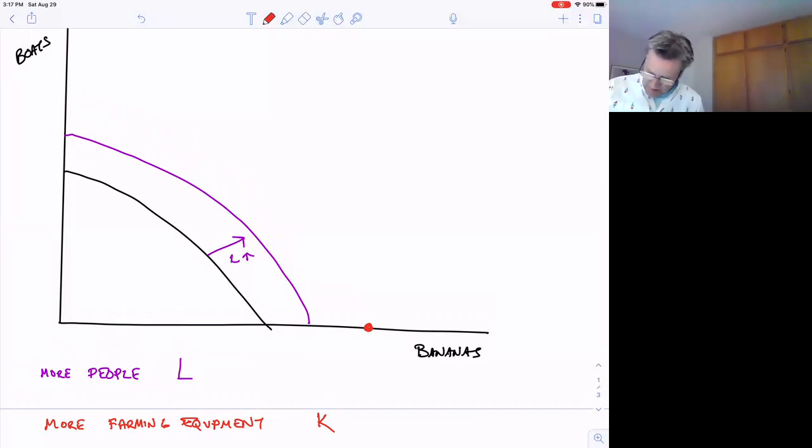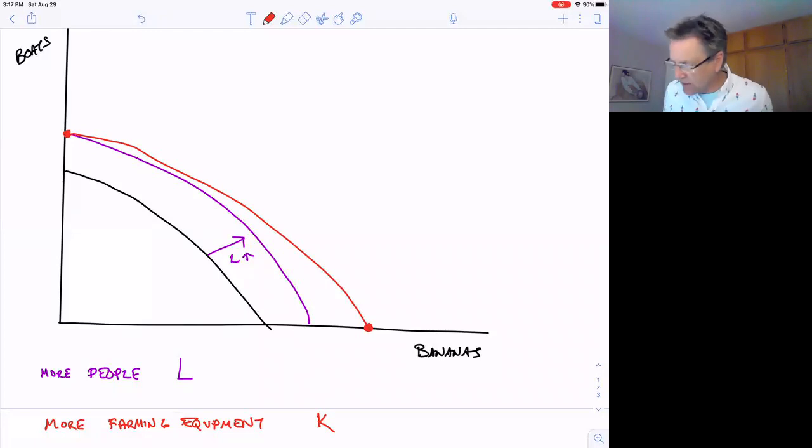So more farming equipment arrives on the island. We can't make any more boats, but we can make more bananas. This should make the PPF move out, and it should shift out something kind of like this. Shift it out to the right. Should be a little bit smoother, so that we can make more bananas. So this will be the result if K increases.